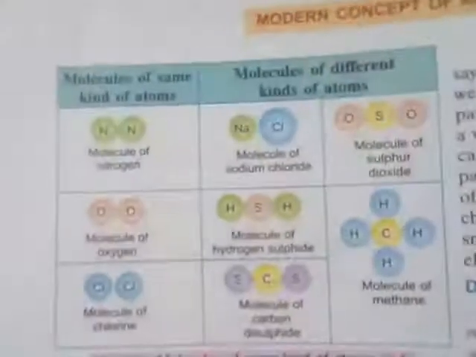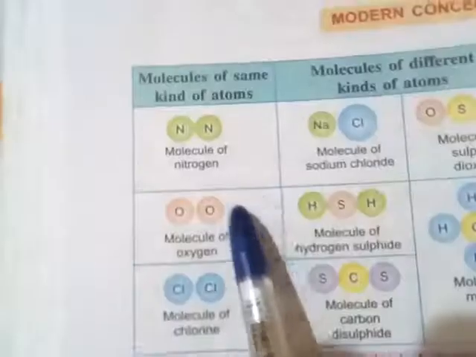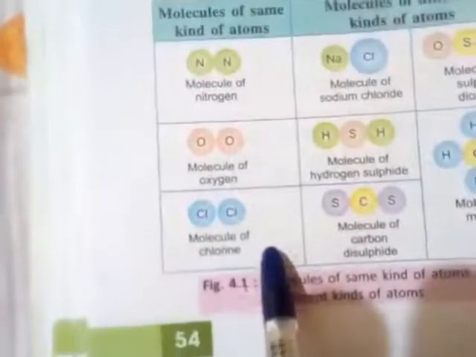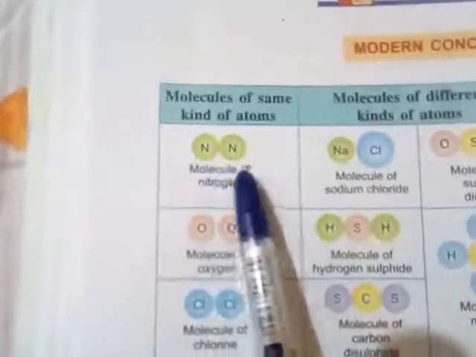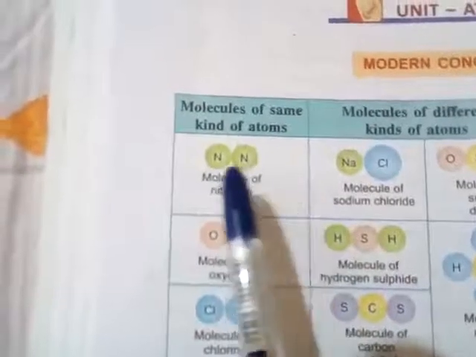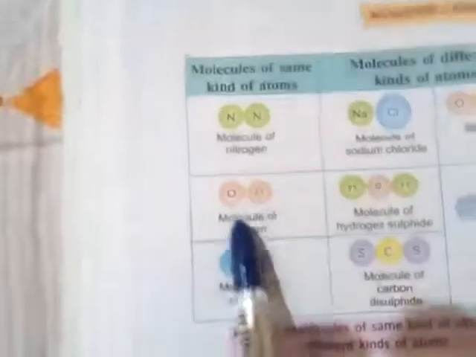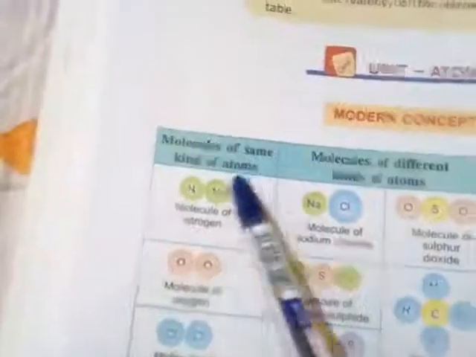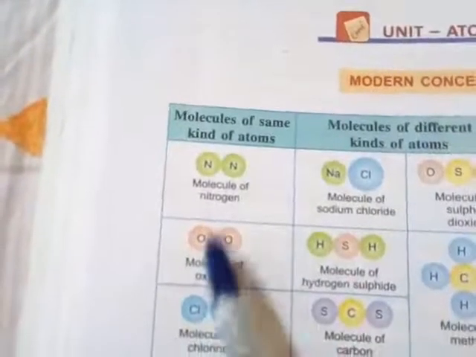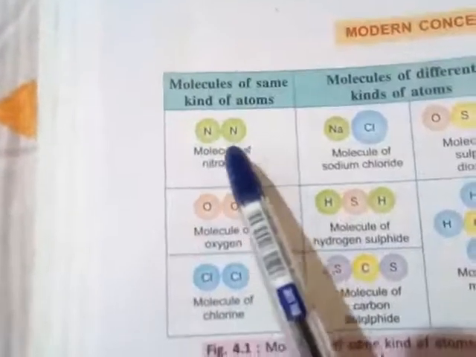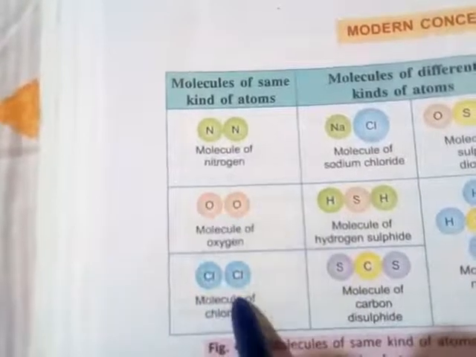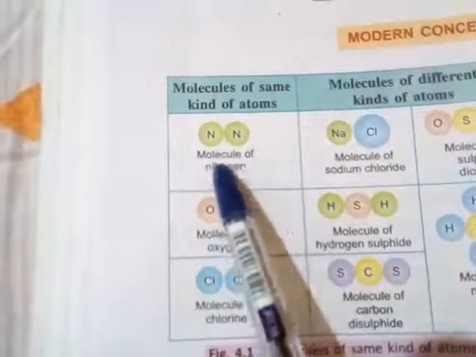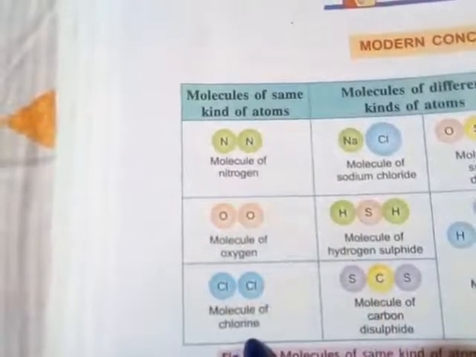So this is the diagram. This is a nitrogen molecule, this is an oxygen molecule, this is a chlorine molecule. You see here two nitrogen atoms combined, here two oxygen atoms combined, here two chlorine atoms combined, and these are all similar atoms. So from this diagram you can easily understand that a molecule can be a combination of similar types of atoms.